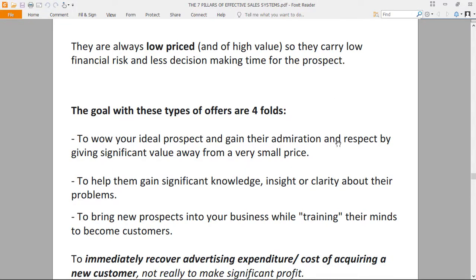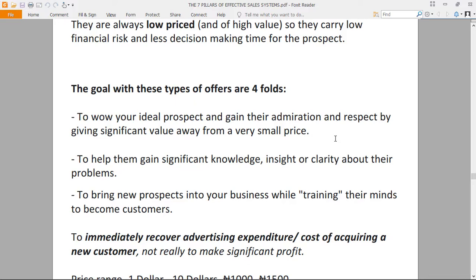You are essentially trying to do four things. Number one, you want to wow your prospect and gain their admiration and respect. So the immediate goal is not to make a significant amount of money right off the bat, because if you do that, you have increased the financial risk. You have increased the required belief that they have to have in you, and that's a long process.